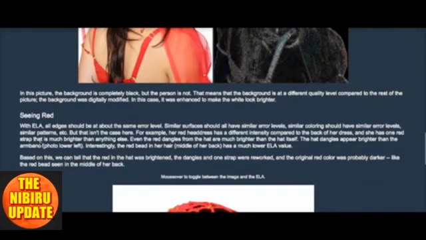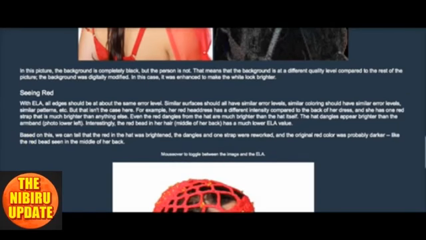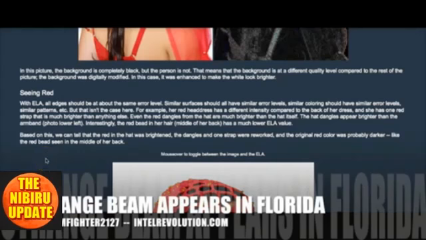In this picture, the background is completely black, but the person is not. That means that the background is at a different quality level compared to the rest of the picture. The background was digitally modified. In this case, it was enhanced to make the white look brighter. Seeing red. With ELA, all edges should be at about the same error level. Similar surfaces should all have similar error levels. Similar coloring should have similar error levels. Similar patterns, etc. But that isn't the case here.